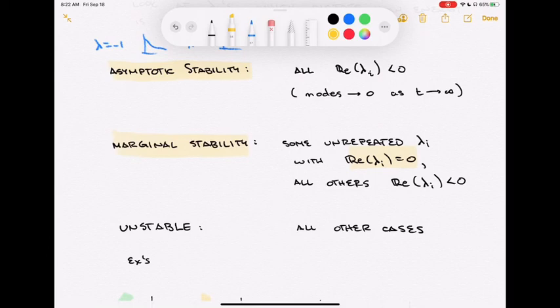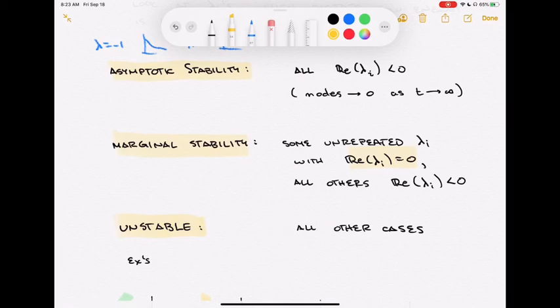Unstable is all other cases. So any kind of unbounded growth would give us an unstable system. We could see that with the real part of lambda for any one of them being greater than 0, that one mode would blow up. And one mode is all it takes, right? It only takes one bad apple to spoil the whole barrel. If you have one mode that is unstable and the rest are stable, that unstable one kills the good behavior of all.